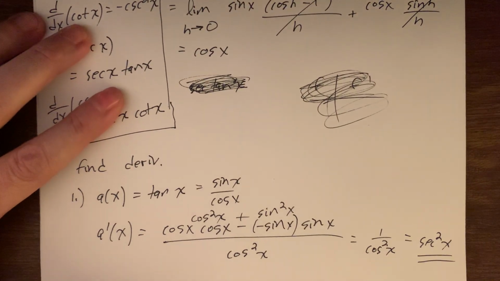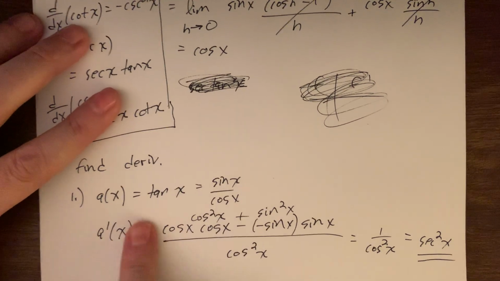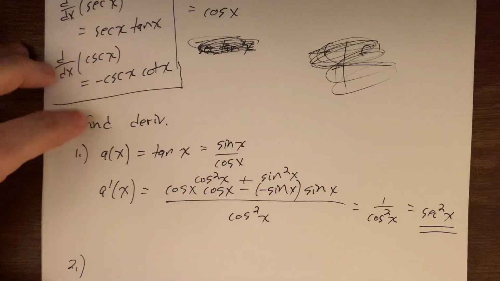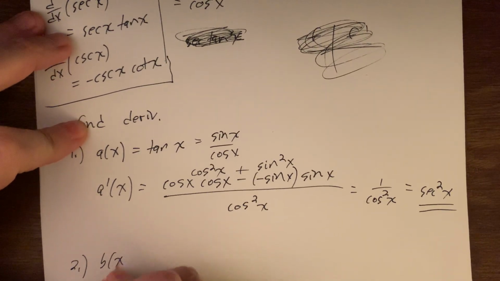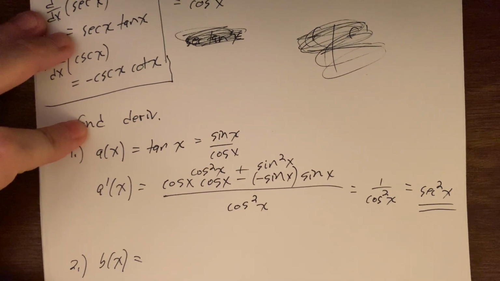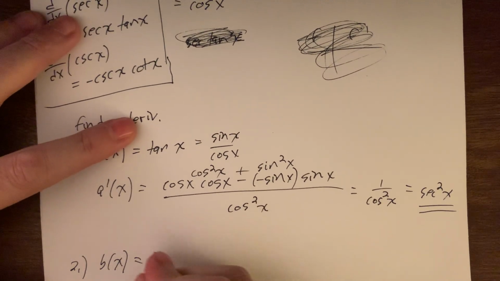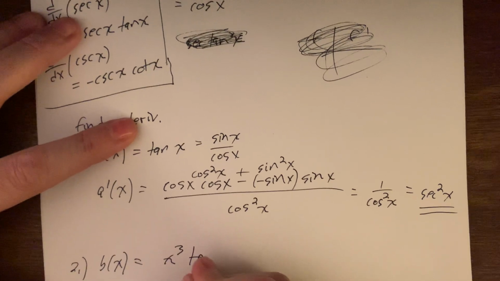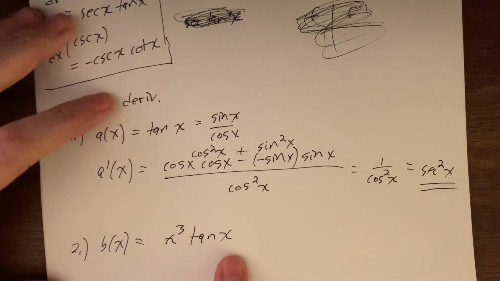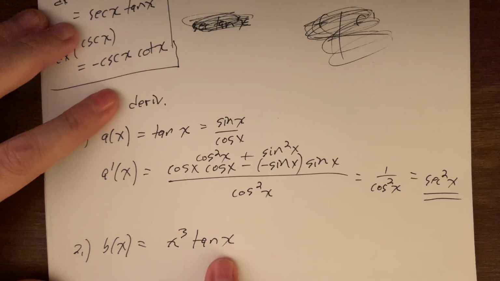Especially, let's jump right into number 2. This was a little bit more of a demonstration, but now number 2, let's find the derivative. And let's already take advantage of some use. If I had x cubed times tan x, that's product rule.